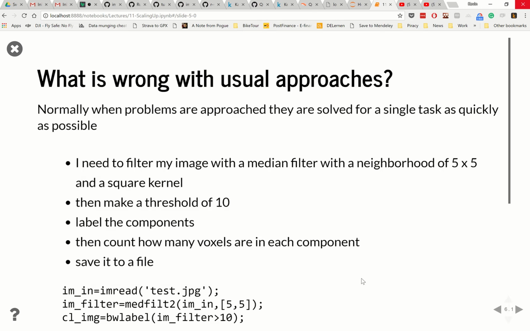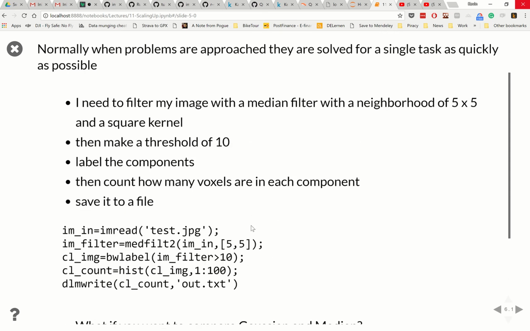So what's wrong with the usual approaches? Normally when problems are approached, they're solved as a single task as quickly as possible. If you look, I think this is MATLAB code, but very similar to the Python code we've done before, where you filter your image, make a threshold, label the components, count how many voxels, and then save it to a file, you might make something like this, to go through, count your number of objects, find the average size, and save all the results at the end.